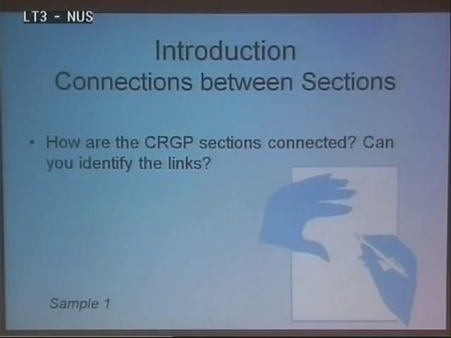Now, introduction, connections between sections. Remember, the different sections within a chapter need to be connected as well. Okay? Again, I want you to look at sample 1.